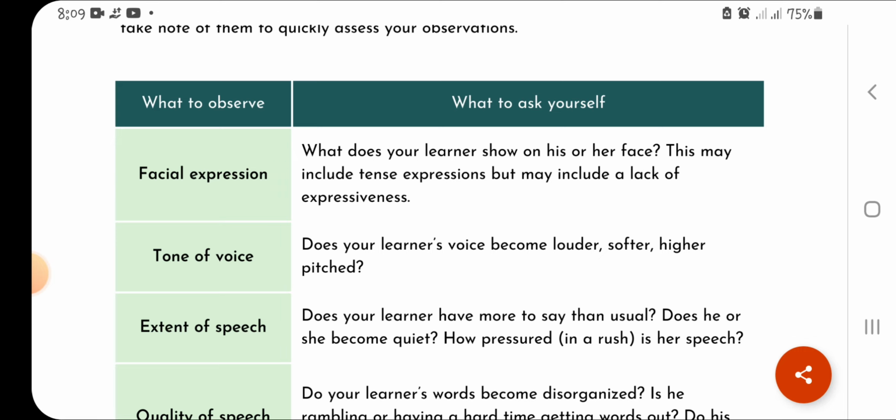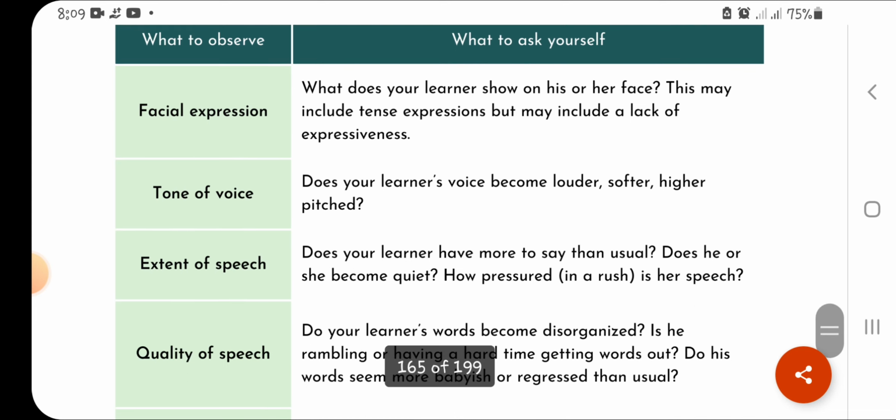Okay? Because sometimes, di ba, when our learners become too excited, they tend to raise their voice, they have this louder voice, so tinitingnan din natin yan sa ating mga learners, yung tono ng kanilang boses, and ano ba yung extent ng kanyang pananalita or ng kanyang speech. Does your learner have more to say than usual? Baka naman mas marami siyang gustong sabihin or kaya naman halos hindi siya makapagsalita. Baka naman mas naging silent siya or mas naging quiet siya.